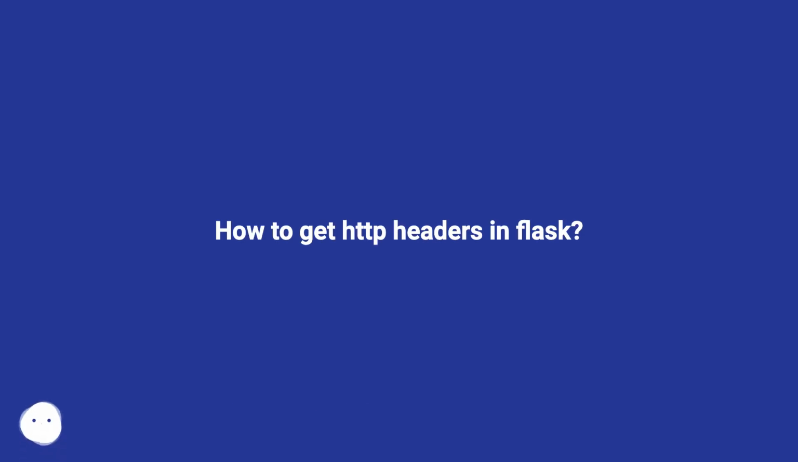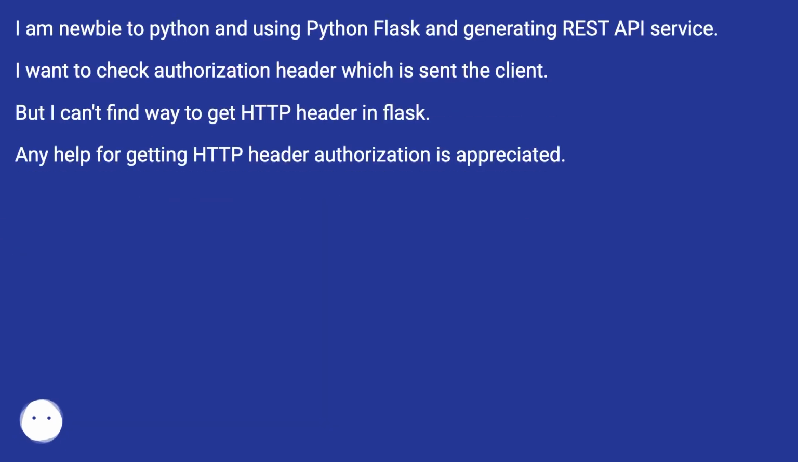How to get HTTP headers in Flask. I am a newbie to Python and using Python Flask and generating a REST API service. I want to check the authorization header which is sent by the client. But I can't find a way to get the HTTP header in Flask. Any help for getting the HTTP authorization header is appreciated.